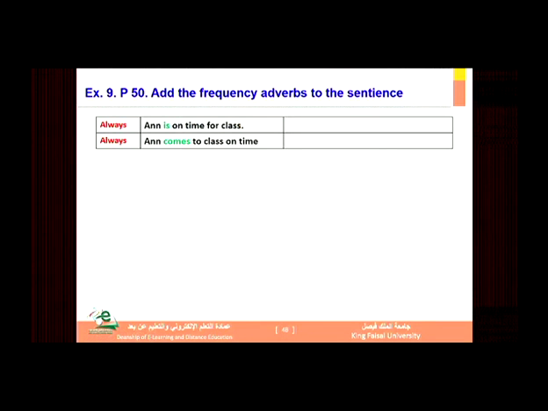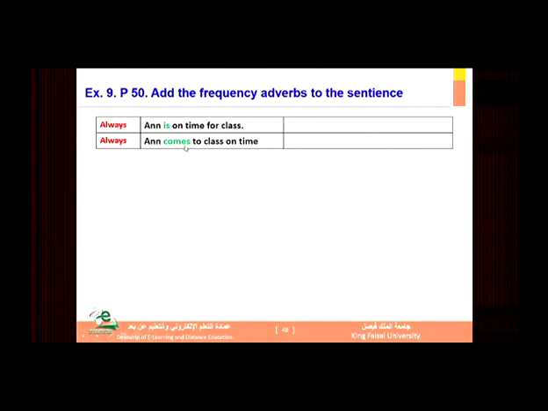Moving to the following exercise, which is on page number 50, it's exercise number 9. Here we have a sentence that contains verb to be, and a similar sentence which contains a simple present verb, a main verb rather than verb to be. We will see how an adverb like always will be added in this sentence. In the case of is, for example, Anne is on time for class. We want to see where exactly you can add this always.